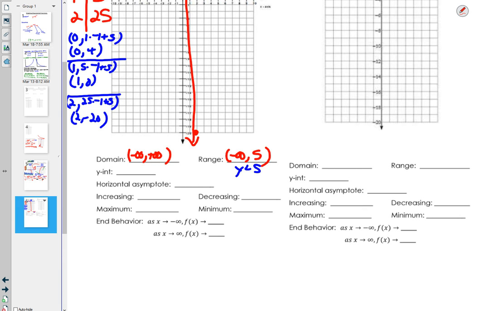What's the y-intercept here? Where am I touching the y-axis? That's 0, 4. Where's the horizontal asymptote? At y equals 5. Is this increasing or decreasing? Decreasing. Where is it decreasing? Everywhere. It's always going to be decreasing. Well, don't worry about maximum and minimum. I really got to ask why they even put this there.